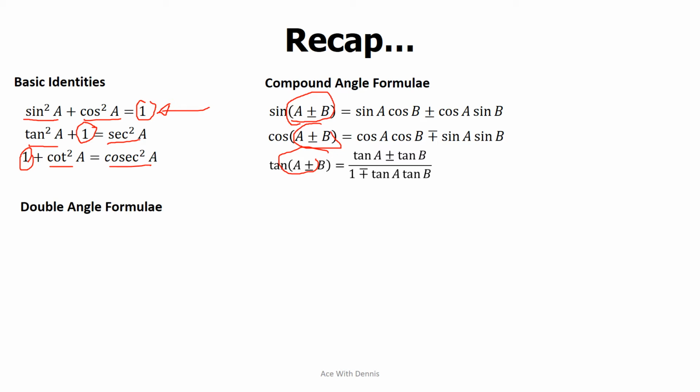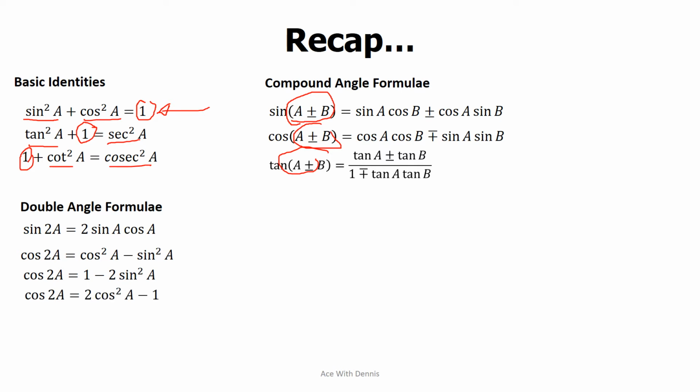The next one is the double angle formula. We have sine 2A equals 2 sine A cosine A. Cosine 2A equals cosine square A minus sine square A, or 1 minus 2 sine square A, or 2 cosine square A minus 1. The tangent function is tangent 2A equals 2 tangent A over 1 minus tangent square A.